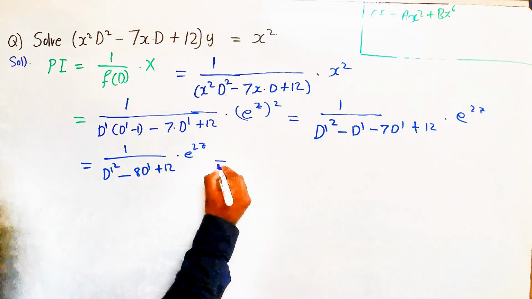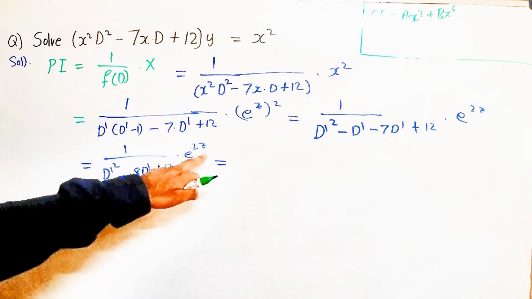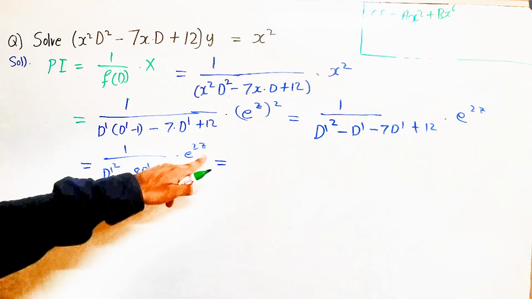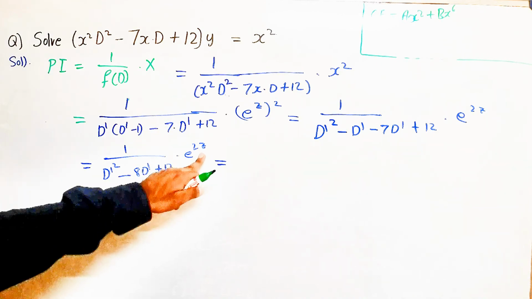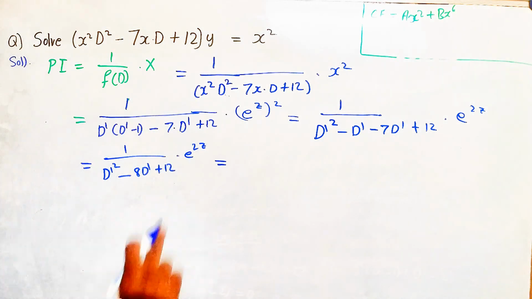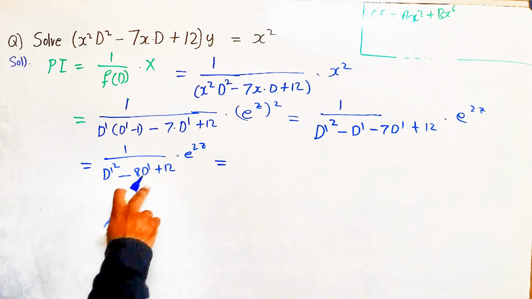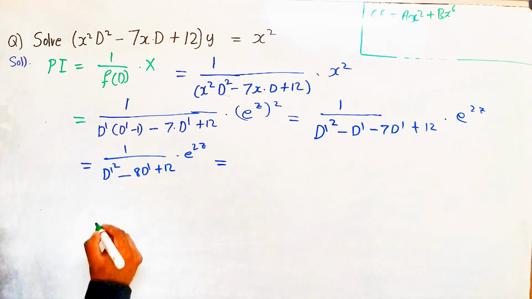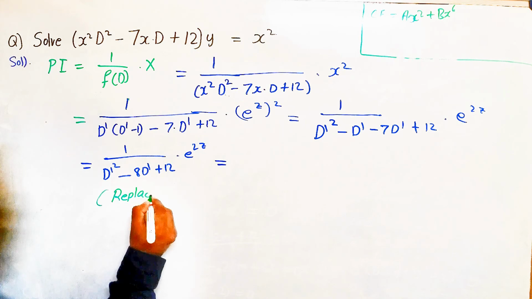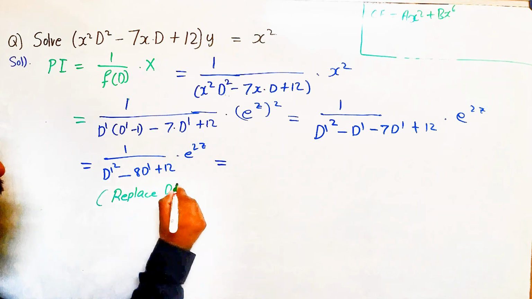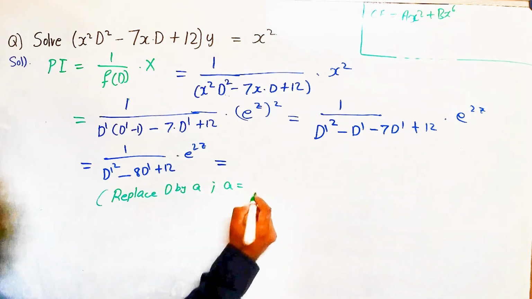So the next step is to substitute the value. It is in the format of e to the power of ax or e to the power of az. So when the RHS comes in this format, we have to replace the a value in the d square and the d respectively. So we know, replace d by a, that is the formula. Replace d by a, and here a is equal to 2.